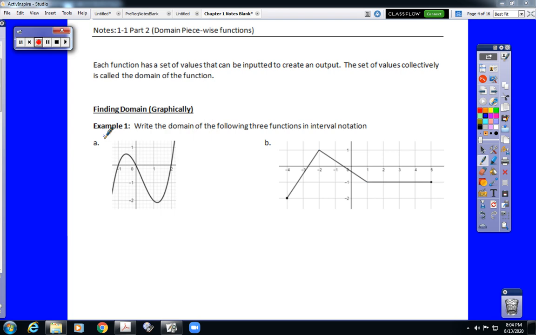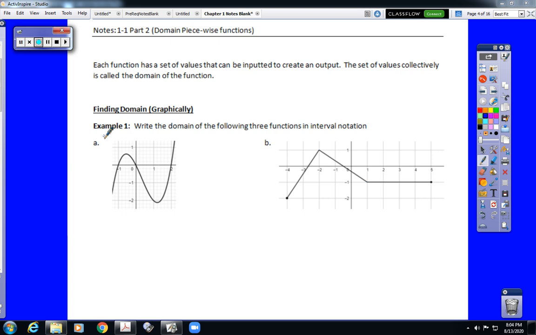Okay, ladies and gentlemen, this video is going to cover the second half of section 1-1 in your pre-calculus book. This is going to cover the domain of functions and how to deal with piecewise functions. Again, it's a review of Algebra 2. It's a little bit beefed up from what you learned in Algebra 2 most likely.